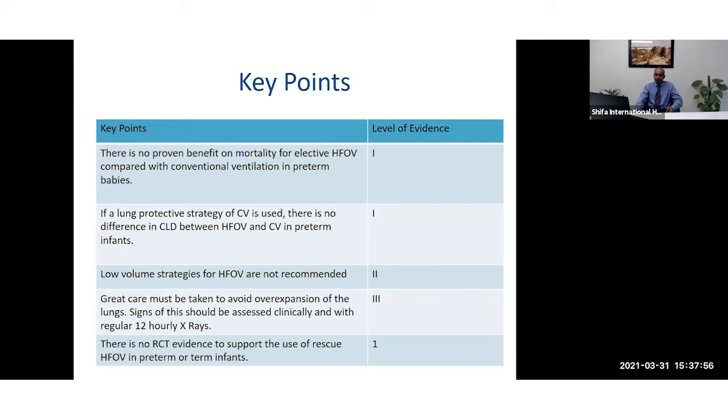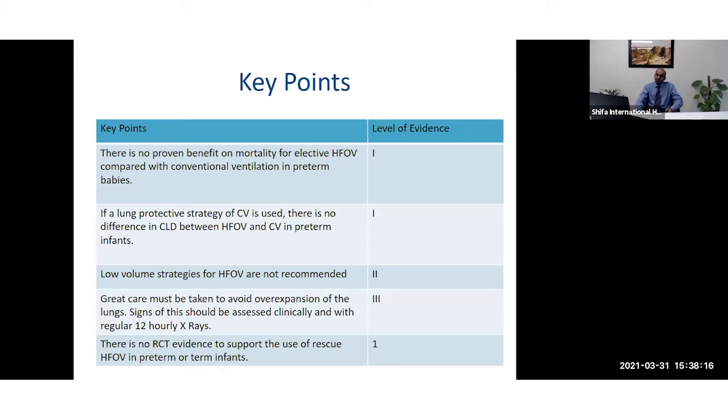Low-volume strategies for high-frequency ventilation are not recommended, and great care must be taken to avoid overexpansion of the lungs, and signs of this should be assessed clinically and with regular 12-hourly X-rays. That's level 3 evidence. And there's no RCT evidence to support the use of rescue high frequency in preterm or term infants. That's level 1 evidence.